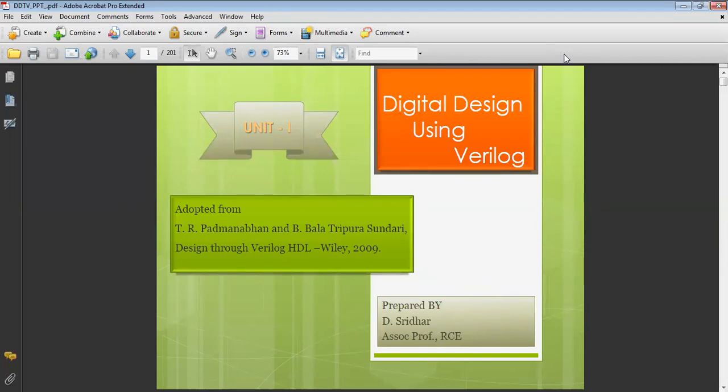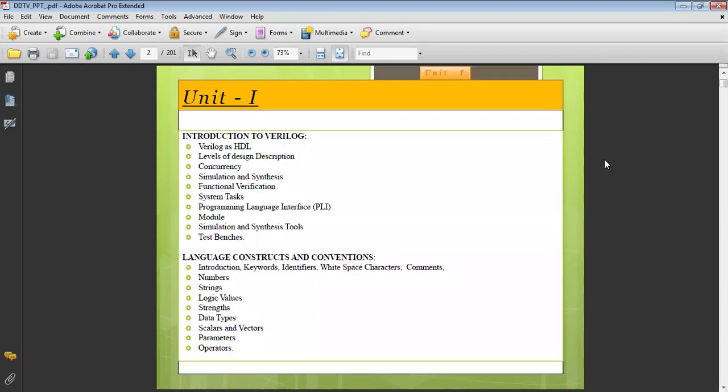System design through Verilog, first unit. In the first unit, we discuss some of the important concepts present in it. Here, I would like to explain the basic contents present in the first unit. The basic contents consist of the introduction to the Verilog language.